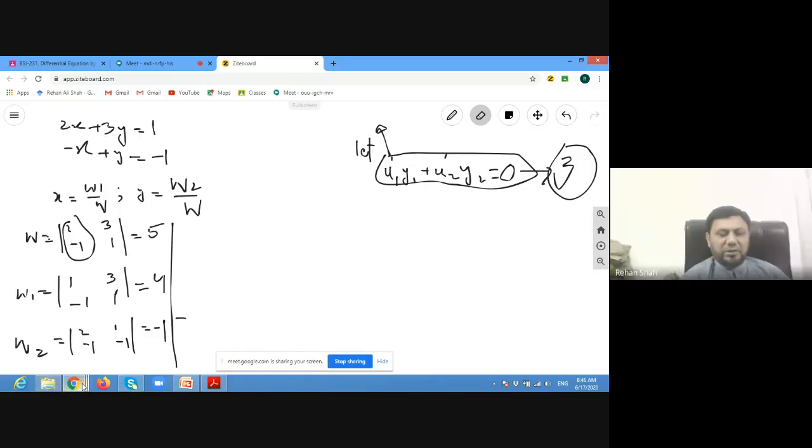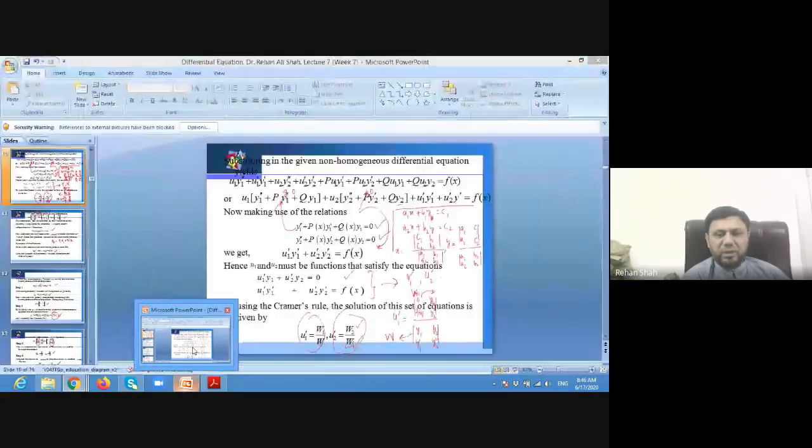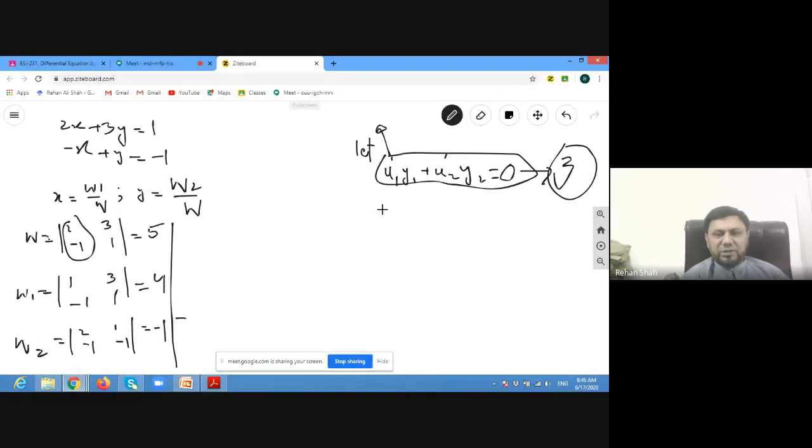So if you have an equation of the form u1 dash y1 dash plus u2 dash y2 dash equal to f of x, suppose these are equations 3 and 4. Here the variables are x and y, but in this case the variables are u1 dash and u2 dash.